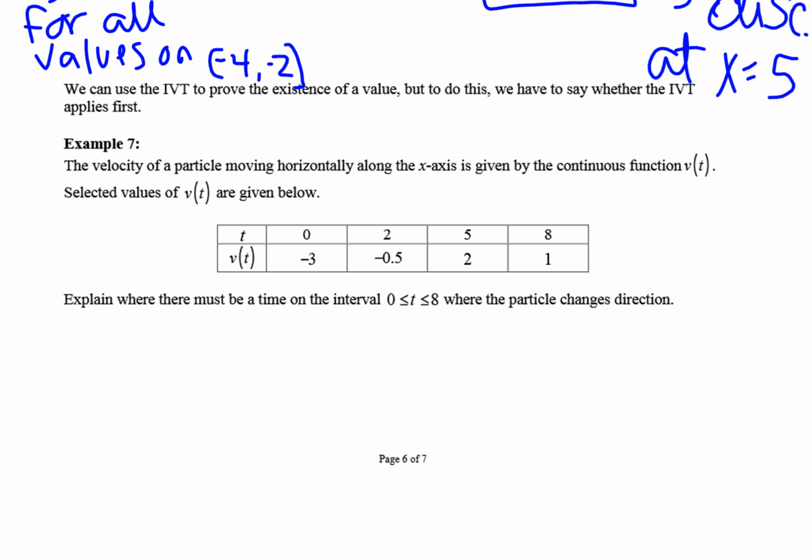Continuing from our last video, we're going to do an example using the IVT. The velocity of a particle moves horizontally along the x-axis, and it's given by this continuous function. That's important, right? We're going to explain why there must be some time where the particle changes direction. So we have to talk about something being continuous. The particle travels continuously. We should mention that.